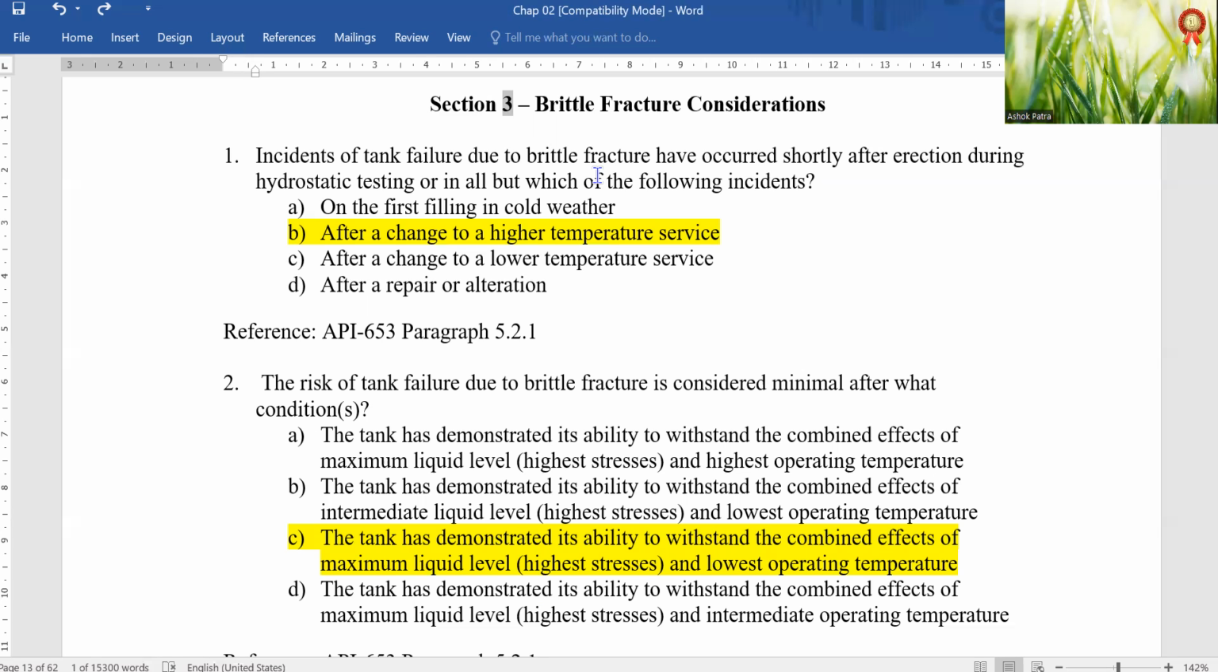So it may happen on the first filling in cold weather, after a change to a lower temperature service, after a repair or alteration, it may fail due to brittle fracture. So this is all brittle fracture consideration. The risk of tank failures due to brittle fracture is considered minimal after what conditions? The tank has demonstrated its ability to withstand a combined effect of maximum liquid level, highest stresses, and lowest operating temperature.